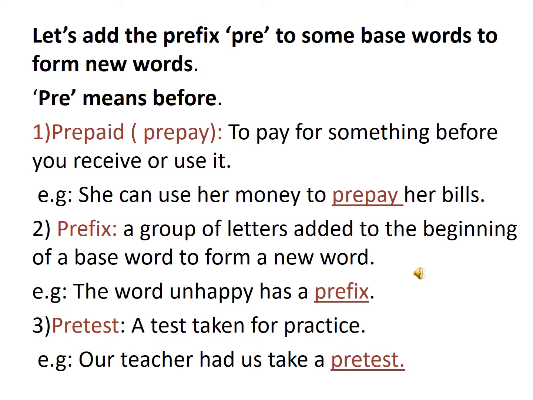Prefix. Fix is the base word. We added pre to fix. Prefix means a group of letters added to the beginning of a base word to form a new word. For example, the word unhappy has a prefix. Pretest. Here we added the prefix pre to the base word test. Pretest means a test taken for practice. For example, our teacher had us take a pretest.